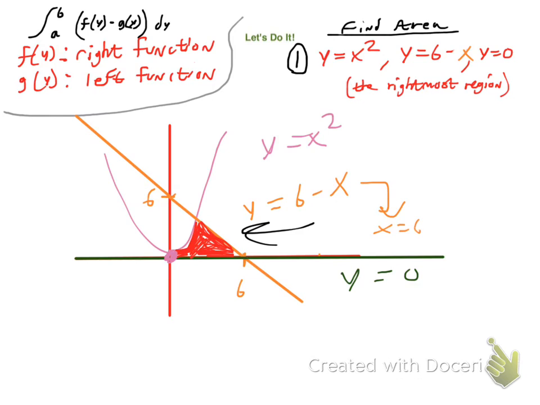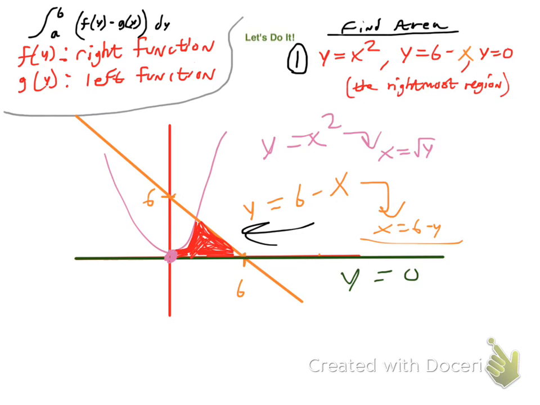this would be x equals 6 minus y. That's what your new right curve is, in terms of y. And then your curve to the left, as I said, is the purple curve. That's also not in terms of y, so you have to get that in terms of y. So that means x equals the square root of y, right? So those are your two curves.